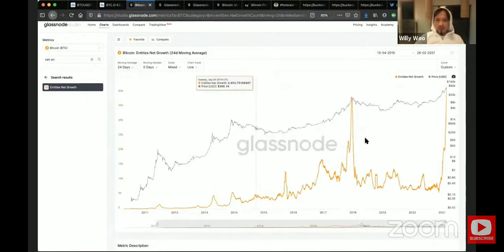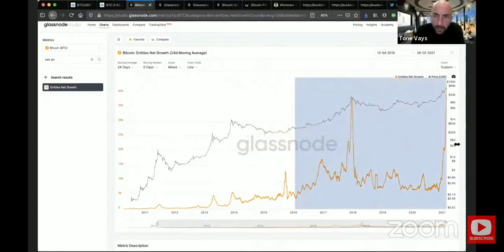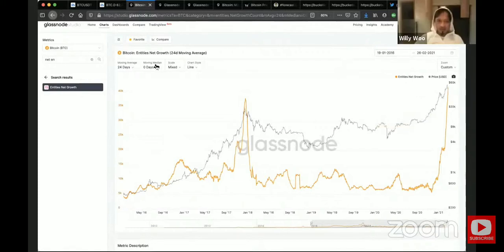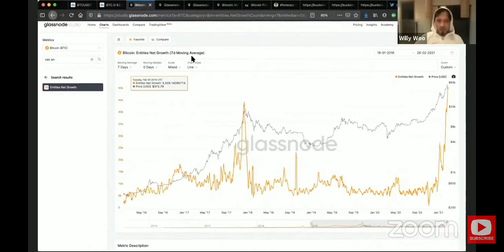I just want to show you this kind of crazy spike up here. You should ignore the latest bit of the spike, I think. Wait, what is that yellow line? It's entities net growth. Okay, what does that mean? Entities means participants.